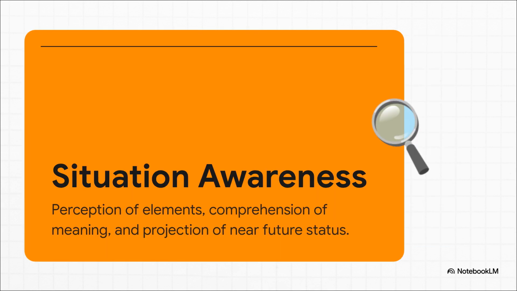Let's look at how Ensley formally defines it. Situation awareness is the perception of elements in the environment, the comprehension of their meaning, and the projection of their near-future status. Basically, it's a very specific state of knowledge. And here is the kicker. It is completely separate from the actual decision you make. You can have absolutely flawless SA and still make a terrible choice, or have awful SA and just get lucky. But if you want to make consistently good decisions, highly accurate situation awareness is absolutely crucial.